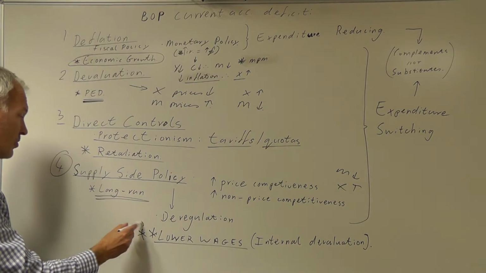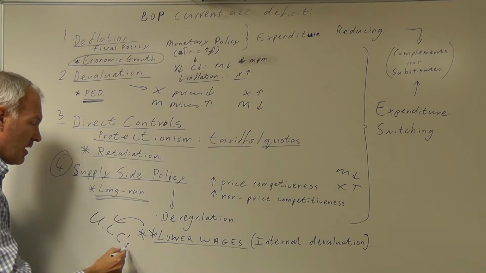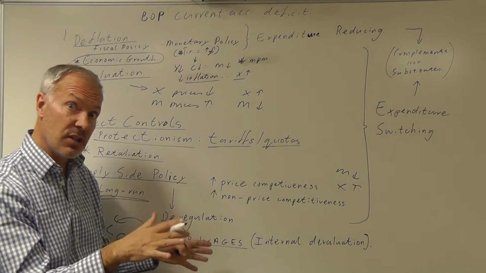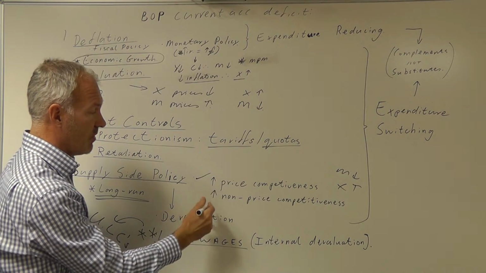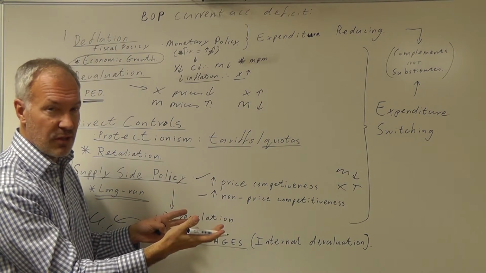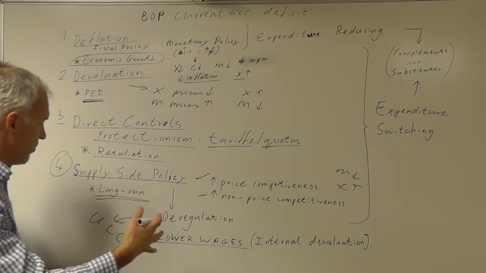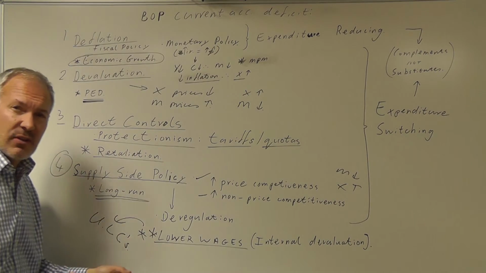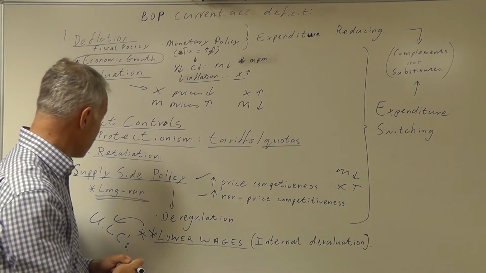By lowering wages, of course, that will lower unit labour costs, and it will increase your productivity, and therefore it will increase your price competitiveness, perhaps non-price competitiveness, but maybe not. So there'll be more exports and fewer imports. Only little problem there, of course, is you're lowering the standard of living for the workers.